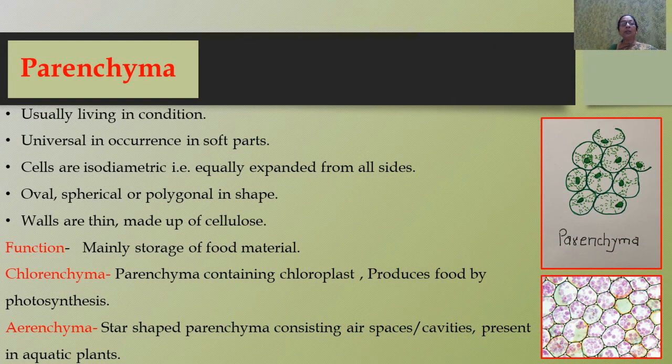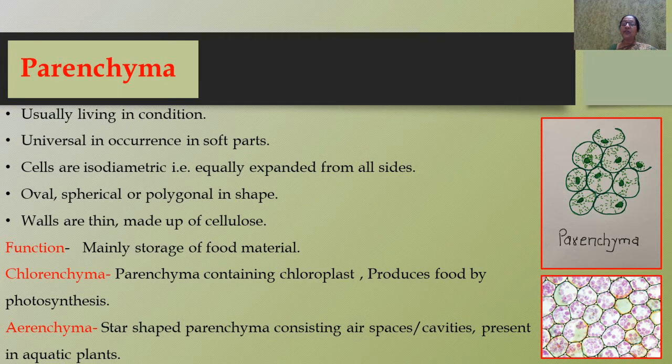The parenchyma, you can see from these figures, are thin walled cells, and as we have discussed, they are living in nature. They have a thin wall with slight intercellular spaces, and they are generally present in the soft parts of the plant body. When you cut the transverse section of various plant parts, you will generally see parenchymatous cells present in the ground tissue, that is in the cortical region and in the pith region.